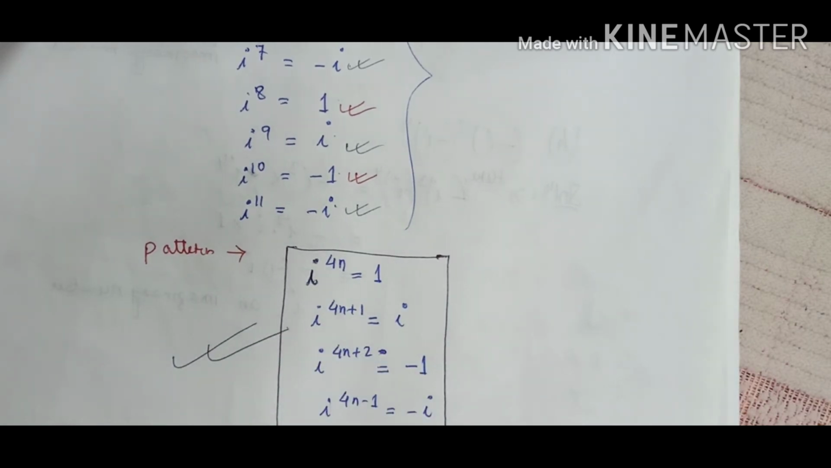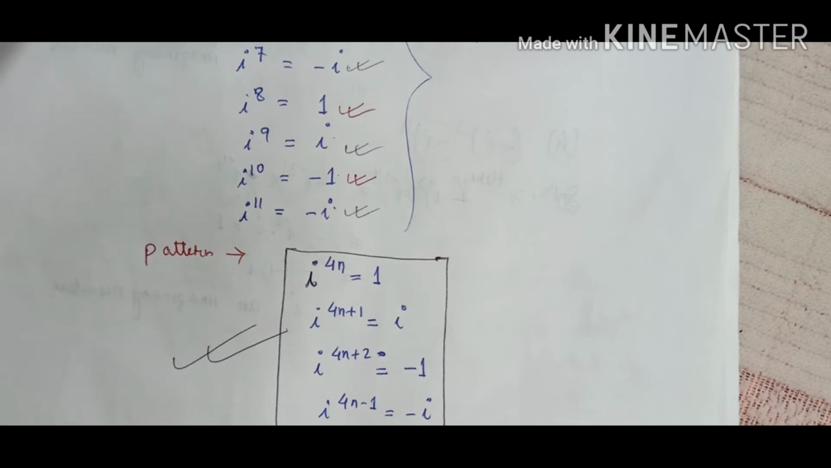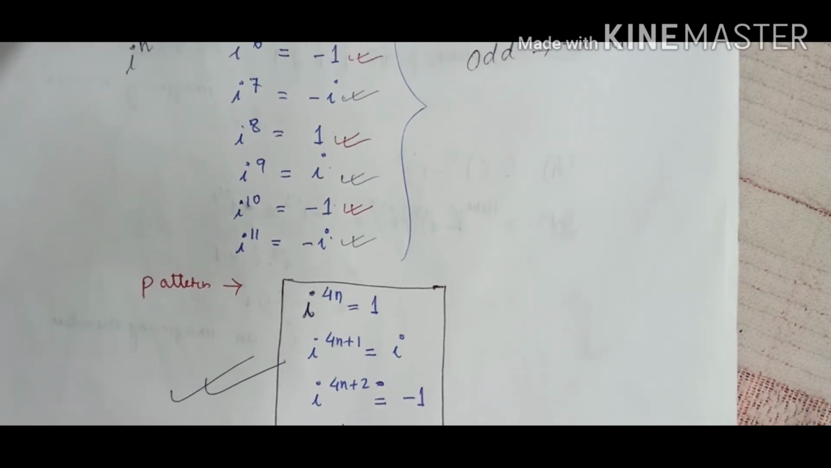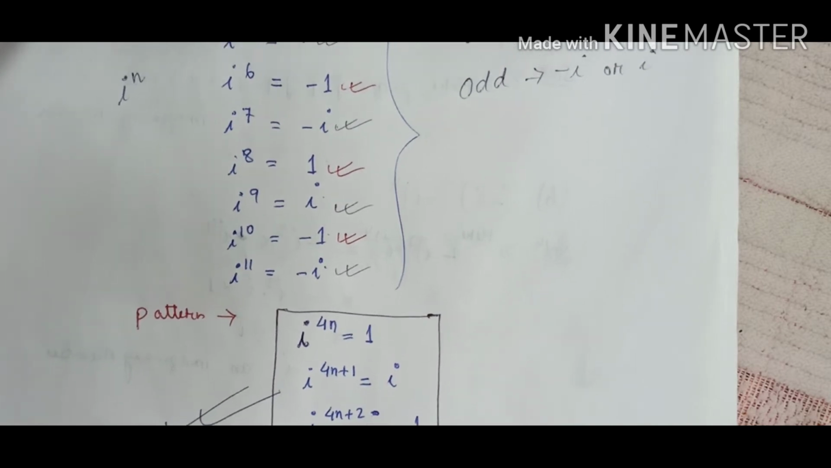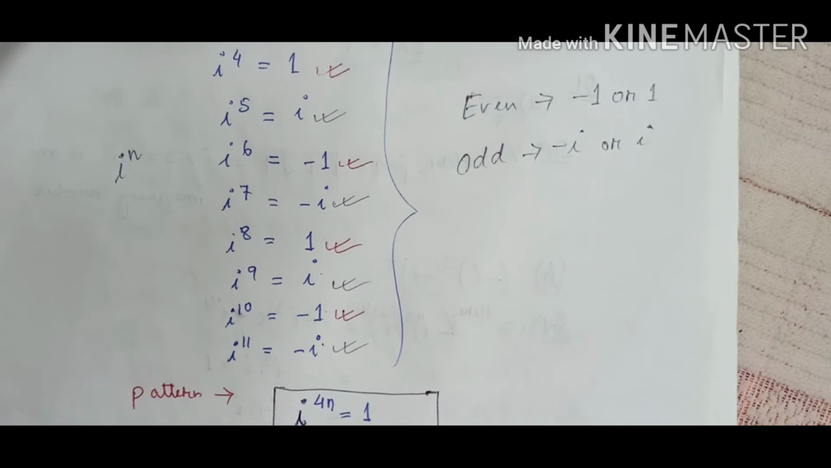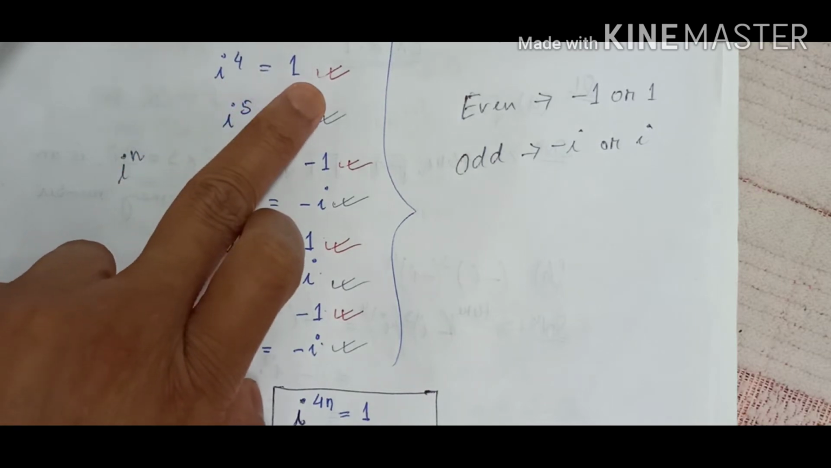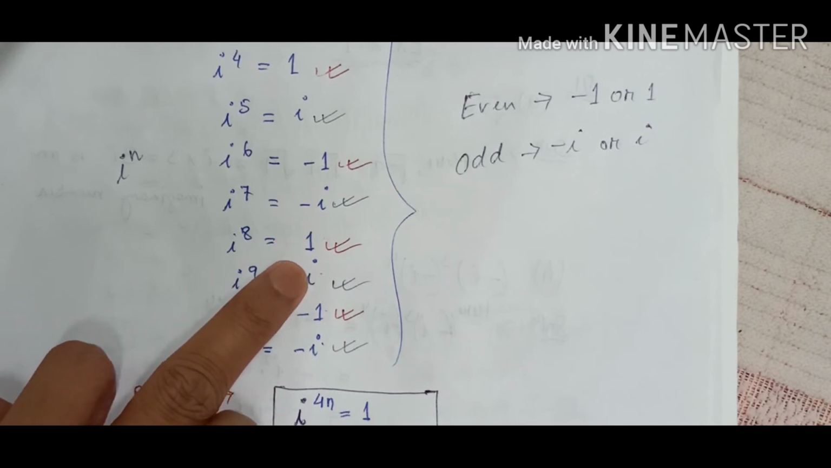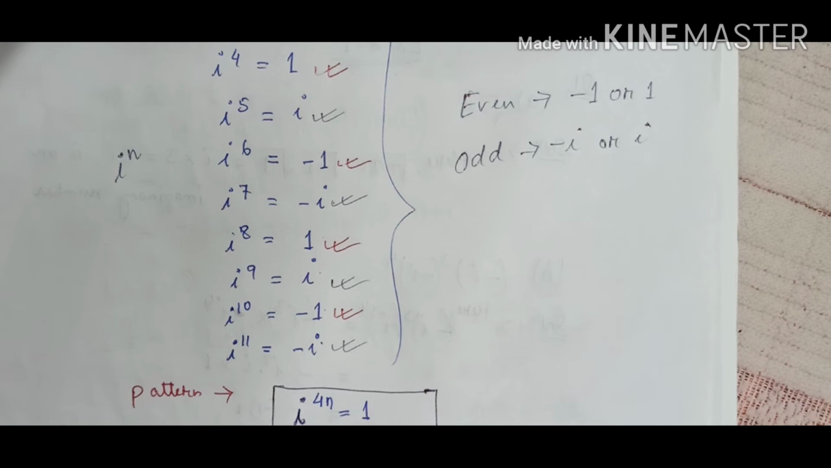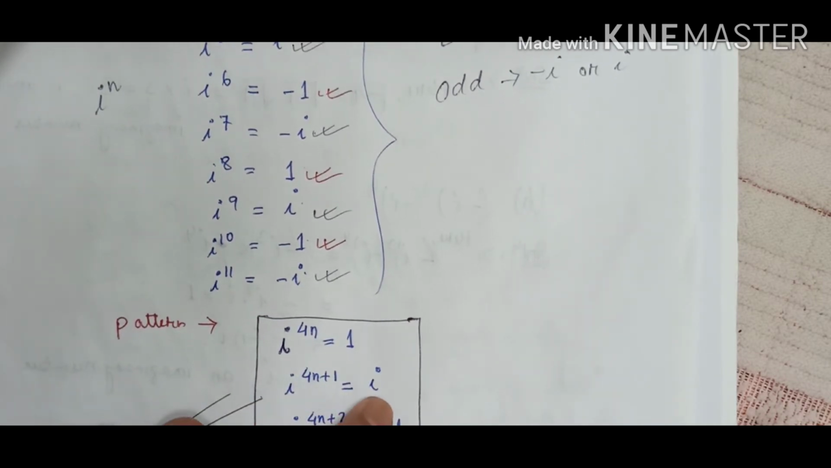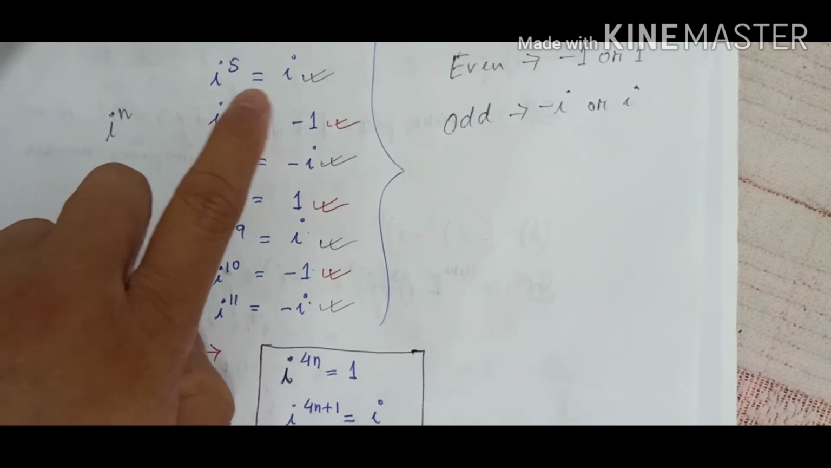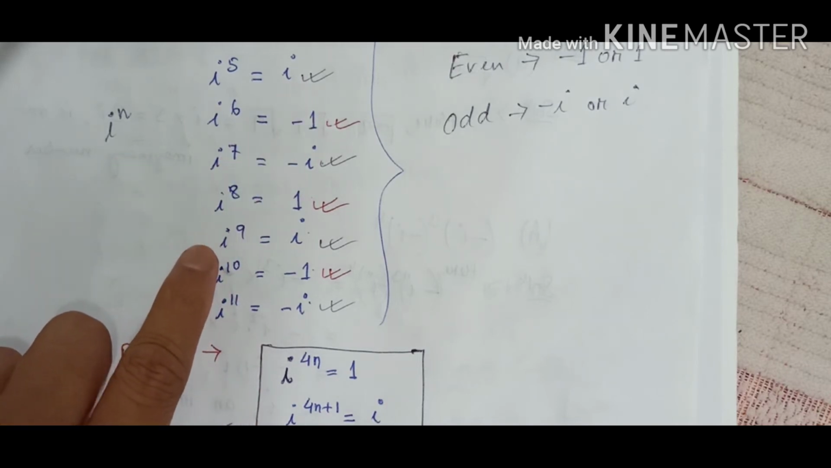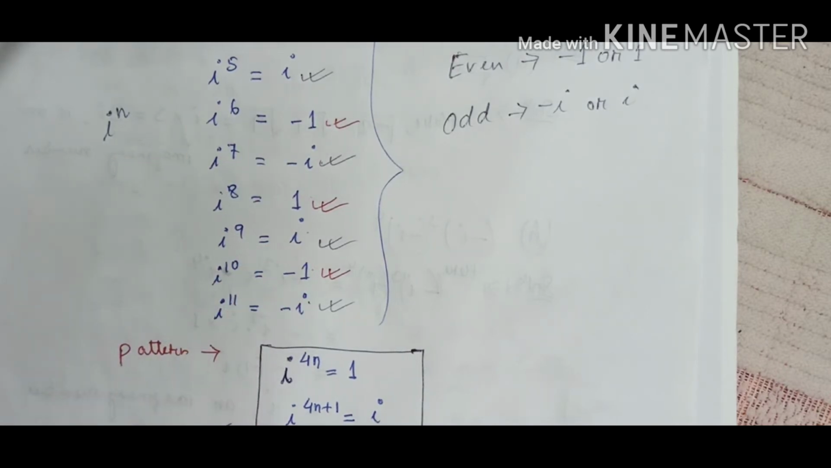Whenever there is a multiple of 4, it is always 1. i to the power 4 is 1, i to the power 8 is 1, i to the power 12 will be 1, like that. i to the power 4 plus 1 is always i. That means a multiple of 4, then plus 1. So it will start with i to the power 5, it will be i. Then i to the power 9 is i, then i to the power 13 will be i.